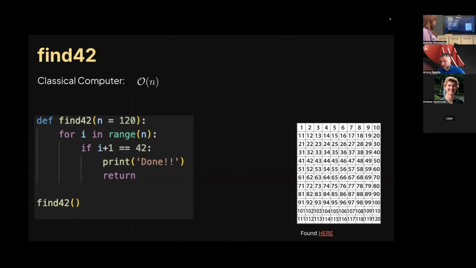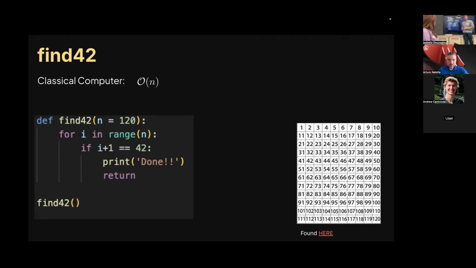It's basically, I want to find the number 42. You give me a bunch of numbers. You tell me how many numbers you're going to give me. And I have to find 42. If you're in a classical computer, you run a little bit of code. This is Python. I'll walk you through it line by line. It's not that much. So the function is find 42.